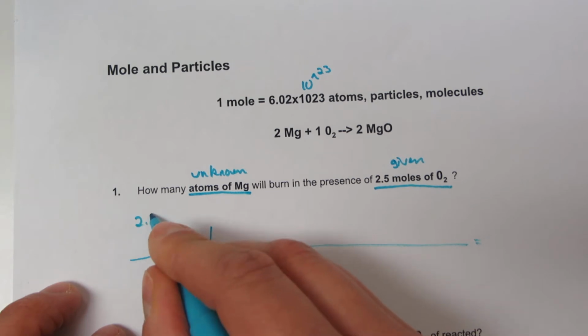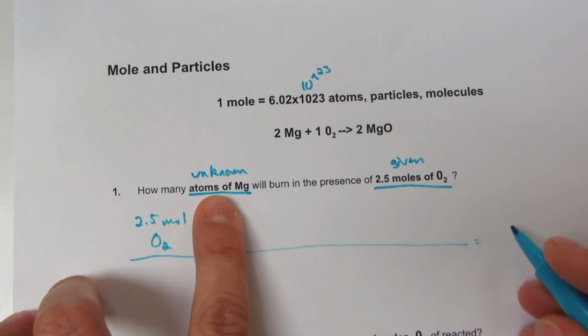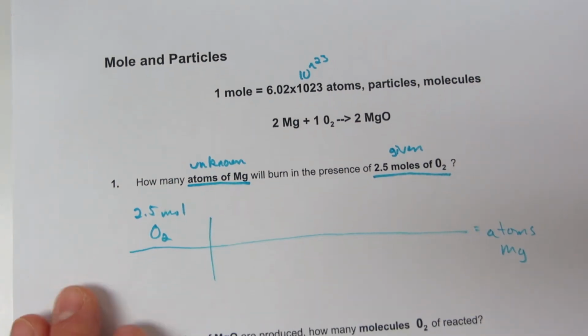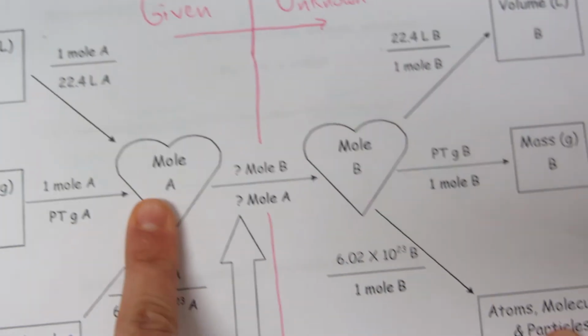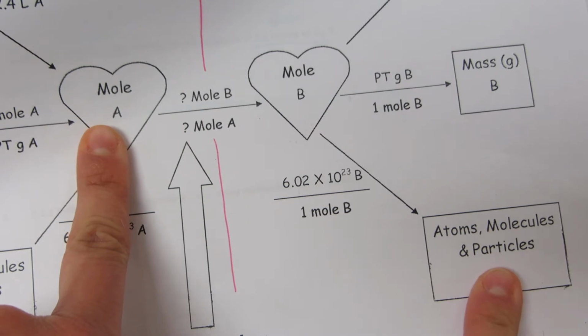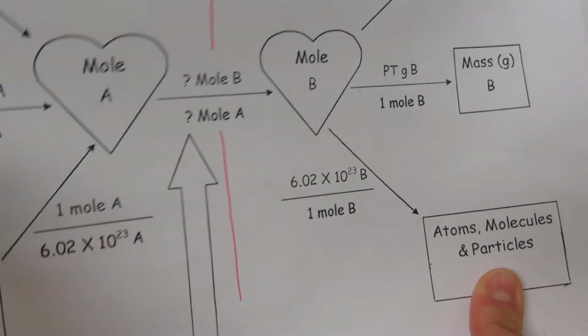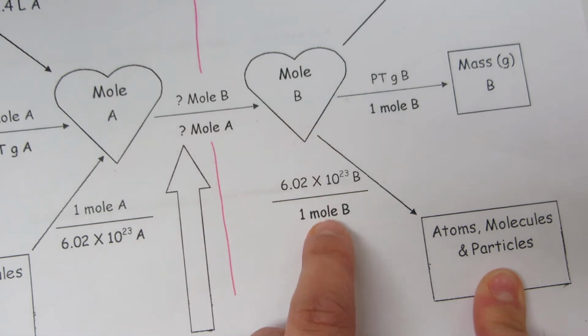So we were given 2.5 moles of oxygen, and we're trying to figure out atoms. So let's put atoms magnesium at the end so we know where we're going. Okay, so we are starting at moles and going to atoms of a new substance. So we were given moles. And here, our unknown, we are going to atoms. So our first step is the mole ratio step, going from oxygen to magnesium, and then we're going to convert the moles of magnesium to the atoms of it.